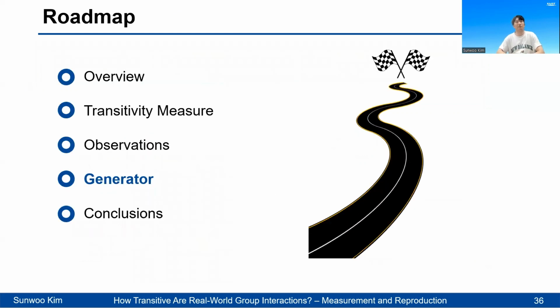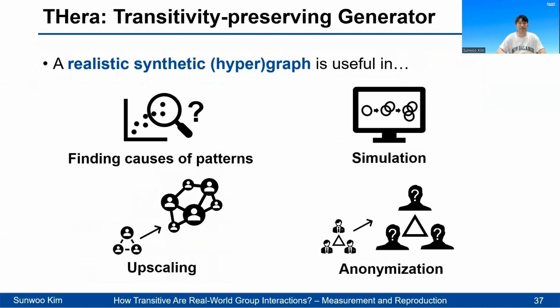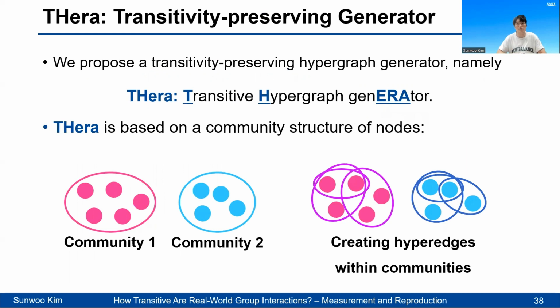Now we describe our proposed generator. Note that a realistic synthetic hypergraph generator is useful in finding causes of patterns, simulation, upscaling, and anonymization. We propose a transitivity-preserving hypergraph generator, Thera. Thera is based on a community structure of nodes. Specifically, Thera randomly assigns nodes to communities and creates hyperedges within each community.